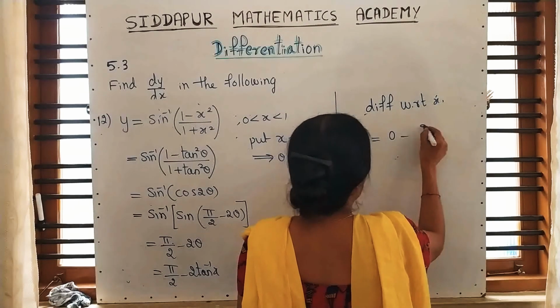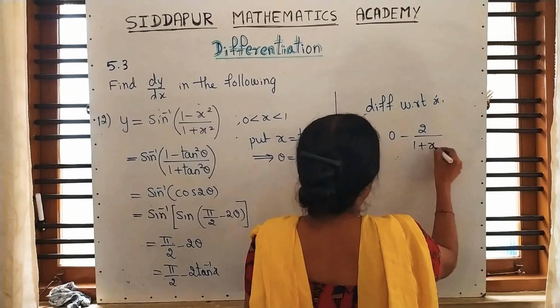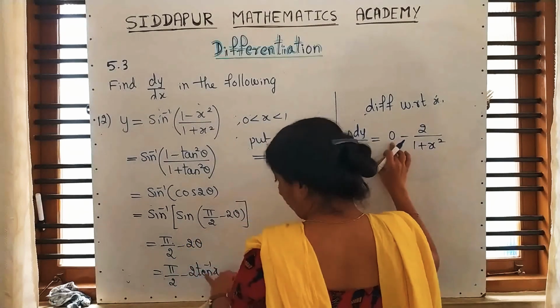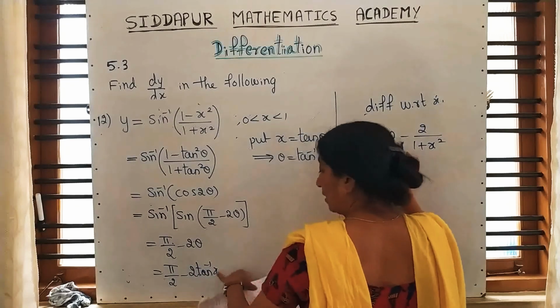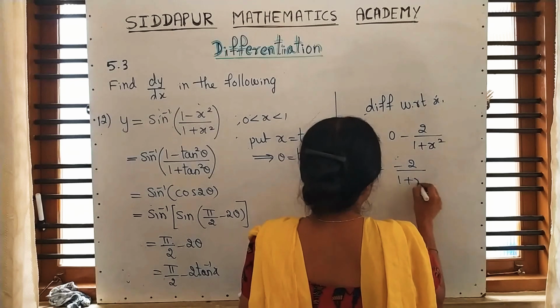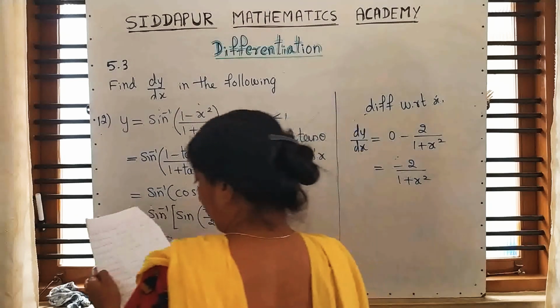This is 0 minus 2 upon 1 plus x square. Pi by 2 is a constant. So that is why it is 0. This is constant with respect to x. That's why we are differentiating. So final answer is as shown. Moving to the next question.